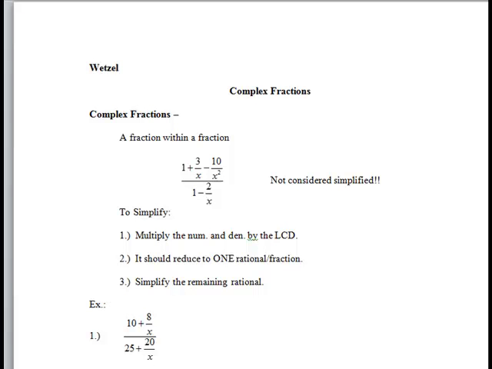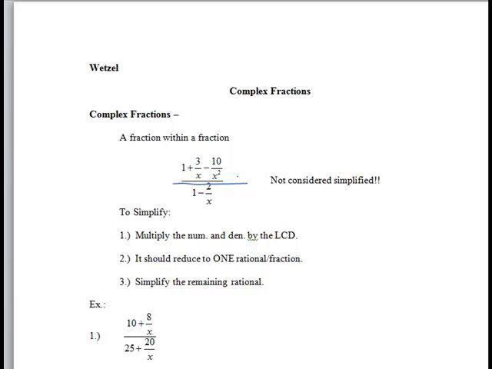Complex fractions. A complex fraction is basically a fraction within a fraction. So I always point out the importance of identifying the problem before we jump into doing anything. These should be pretty easy to identify, as you can see in the example here. Overall, we have one fraction, and then we have fractions within the numerator and/or denominator. The problem with complex fractions is that they're not considered simplified.